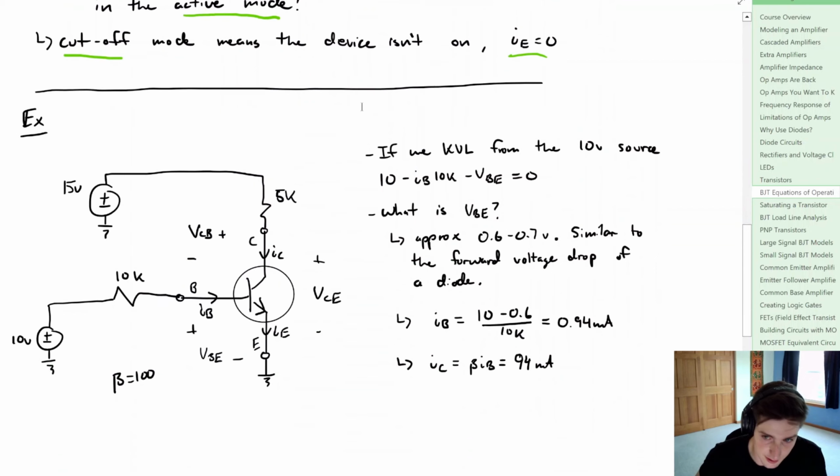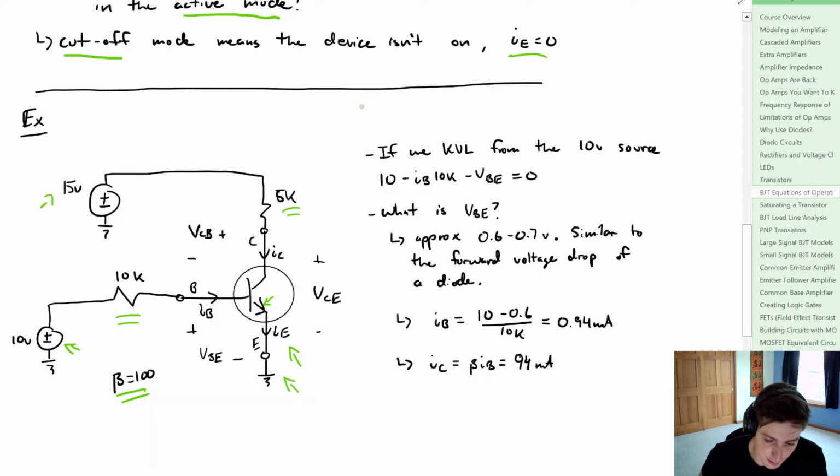So let's look at an example. We're going to have an NPN transistor here, and you can easily tell by the arrow inside. I'm going to say that our gain is equal to 100, and we have some circuitry hooked up. We have a 10K for the resistor to the base, a 5K for the resistor to the collector. We have a 10 volt source to the base and a 15 volt source to the collector. Our emitter is simply tied to ground.